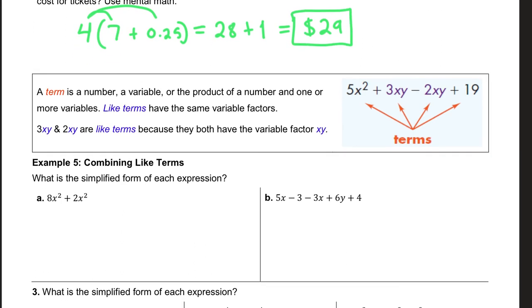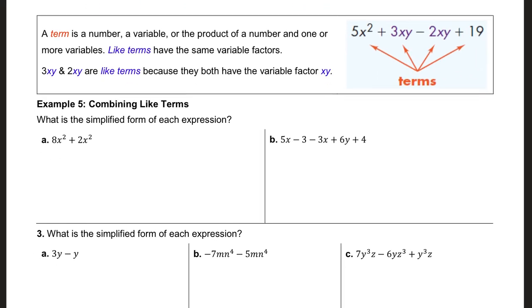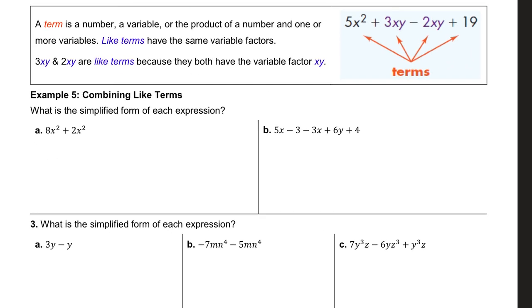So our last example today covers something we come back to a little bit later in the year, but is still something we do cover in solving equations. And it talks about terms and like terms. So I'm going to read this out and go through example 5. A term is a number, a variable, or the product of a number and a variable or variables. Like terms have the same variable factors.